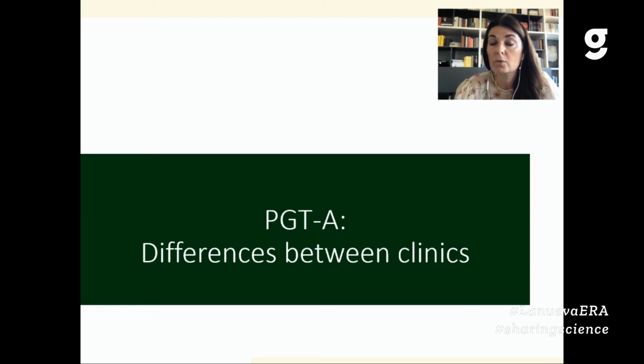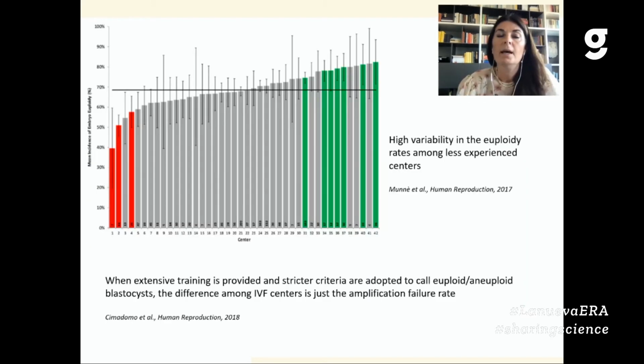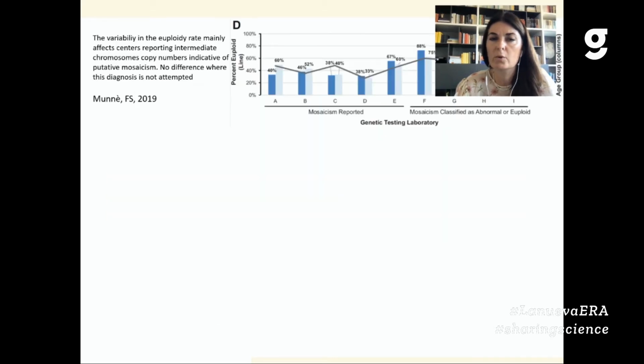We have to be sure that these add-ons are not affecting or introducing false positives with a potential loss of embryo. And in fact, there is a high variability in euploidy rate among clinics, and this is clearly shown by different studies, but it depends on the expertise of the clinics. So it is important that when a clinic is introducing the technology, it has very strong KPIs to be sure that the biopsy, for instance, is done in the right way.